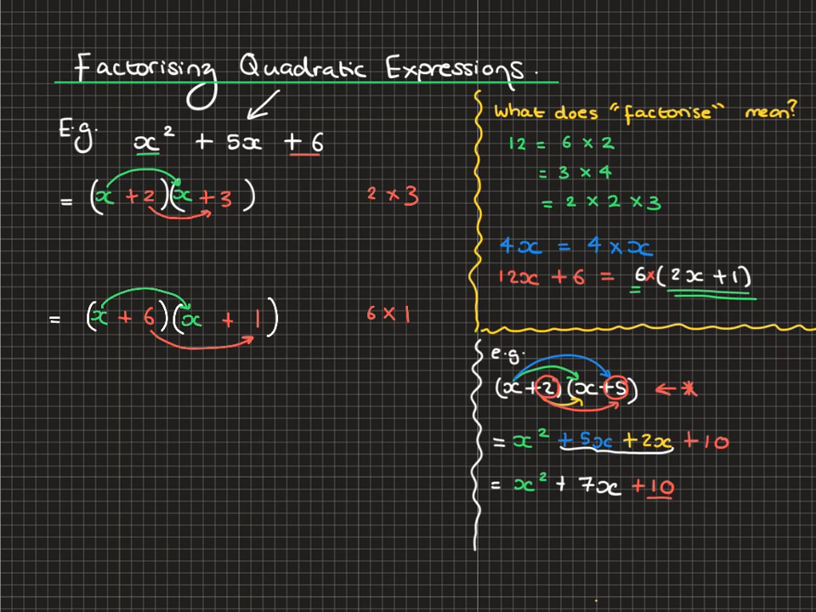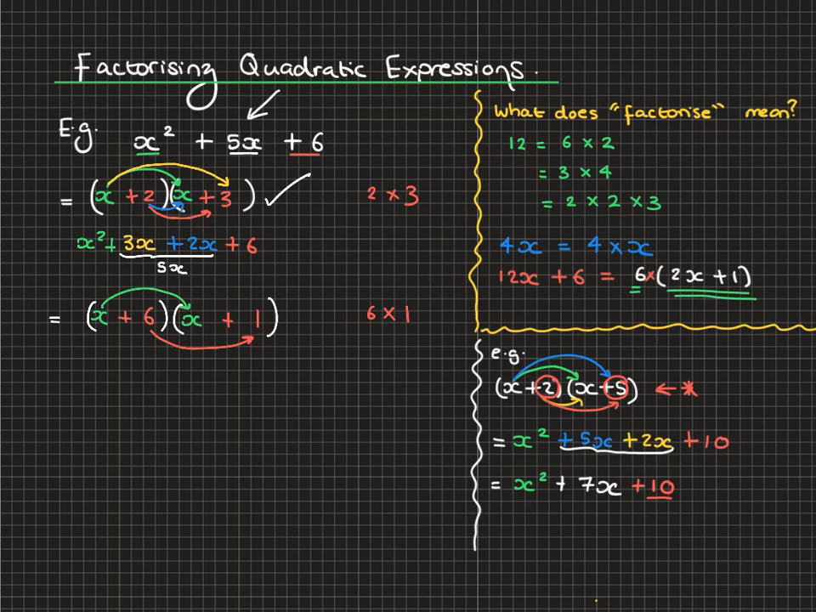How do we know which is the correct one? We check by expanding. So in the first possibility, when I do my expansion, this is going to give me, if we follow the yellow arrow, a 3x. If I then follow the blue arrow here, that will give me a 2x. We of course already have an x squared and a 6. And it is this combination of the 3x and the 2x that give me the 5x here that I wanted. So the correct answer is x plus 2 bracket x plus 3.